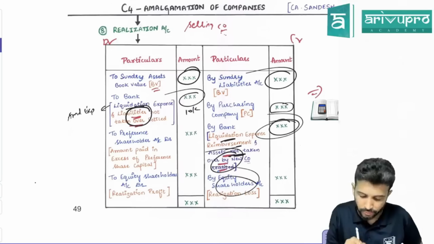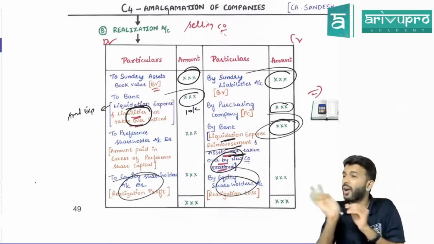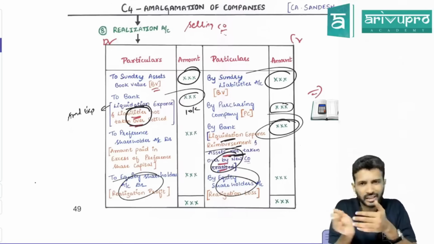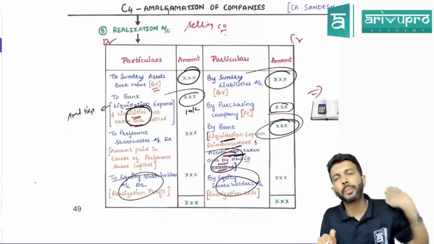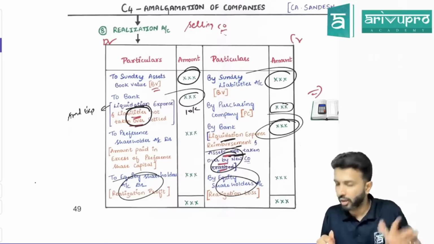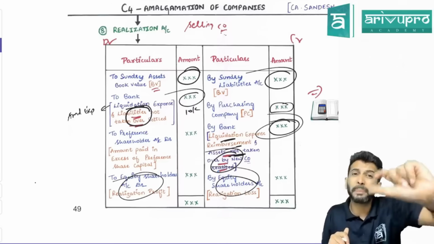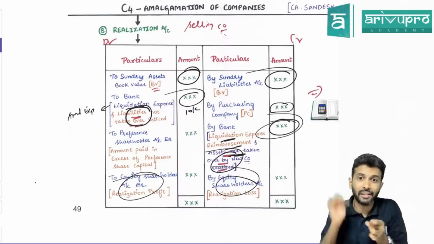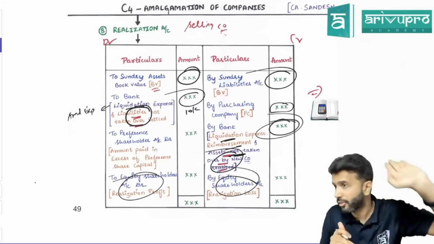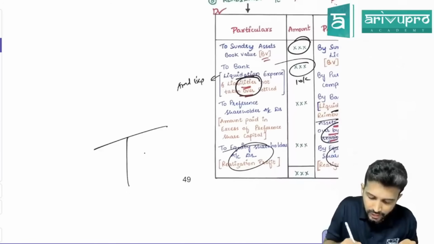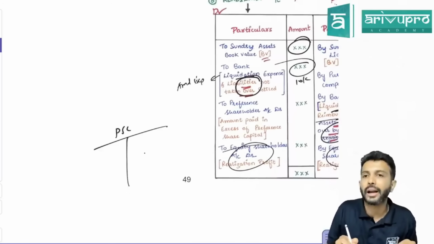So realization profit or loss will be transferred to equity shareholders account. Whether it is profit or a loss, both will be transferred to equity shareholders account. But before that, check: does the selling company have any preference share capital? Some problems will have it. Let's say the selling company has a preference share capital of 1 lakh.